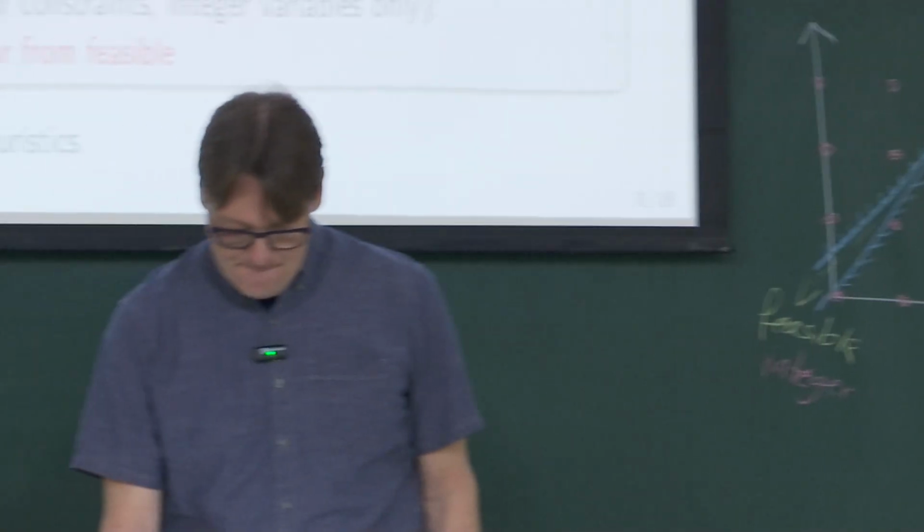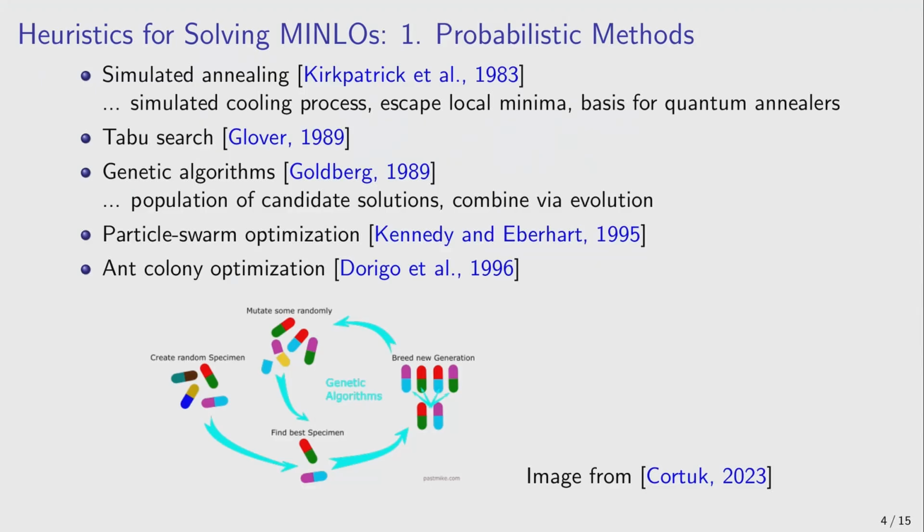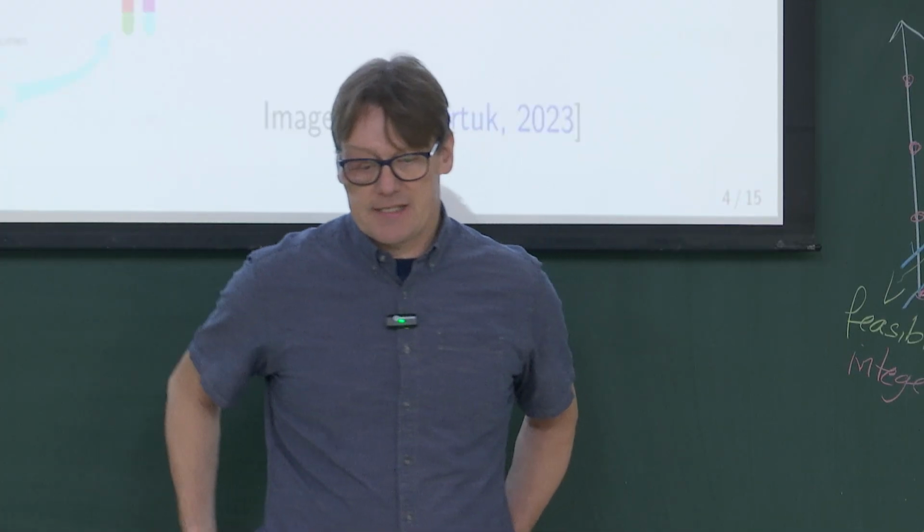There are heuristics for mixed integer nonlinear optimization, and there's a class of heuristics called probabilistic methods, and you've probably heard of some of these. I'm not going to cover them in this class, but I wanted to at least tell you that these exist and you could use them. So there's simulated annealing, which is probably the first of these heuristics, which is motivated by the physical process of simulating the cooling of metals, for example.